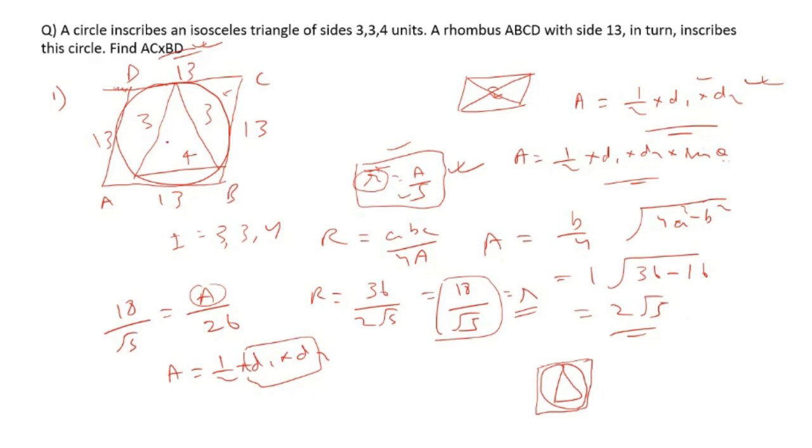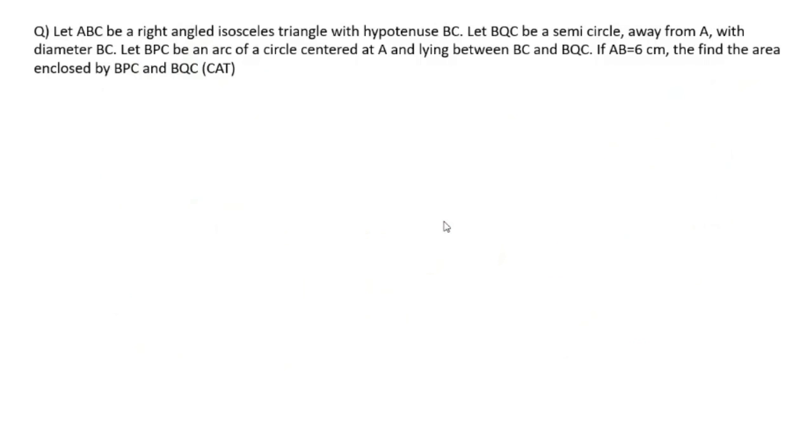Which is why the radius will be the same, right? The circle is the same. So the circumradius of this triangle will be the inradius of the rhombus. And the only other principle involved is remembering that R is equal to A by S, which is always applicable. Other than that, it just uses the usual formulas of circumradius and so on. This is CAT 2018 possibly, or 19 probably.